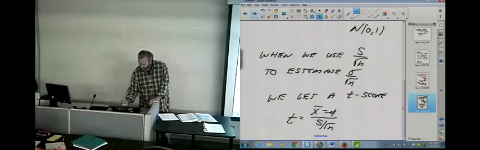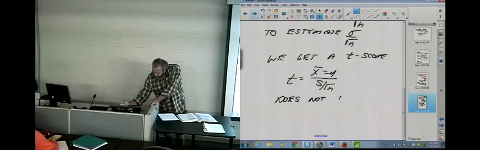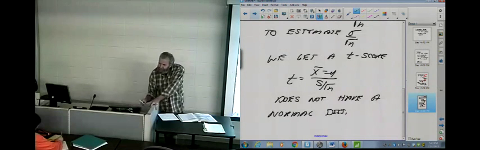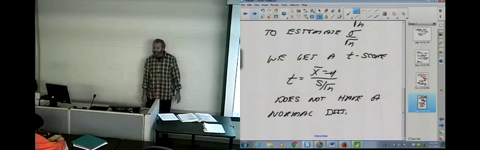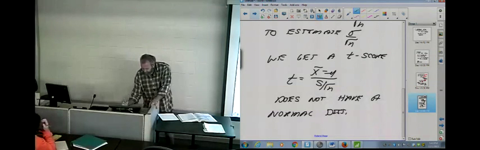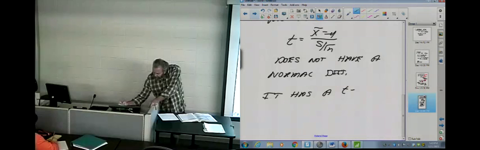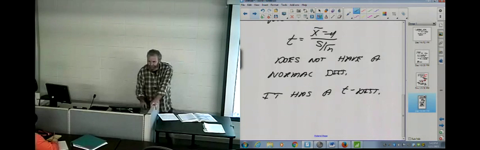Okay? Now, the next sentence I'm going to write, I haven't said this to you all semester. This does not have a normal distribution. That's a first. All right? This t-score here, this idea of estimating sigma with S, you don't get a normal distribution. Okay? It has a t distribution.